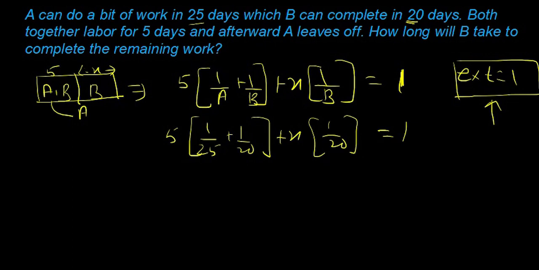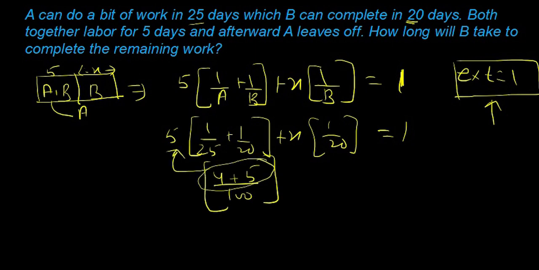LCM of 25 and 20 is what? 100. So this is 4 plus 5. 4 plus 5 is going to be 9, and 9 5s are 45. So this is 45 by 100 plus x by 20 is equal to 1. Transposition is there, so what should be there?